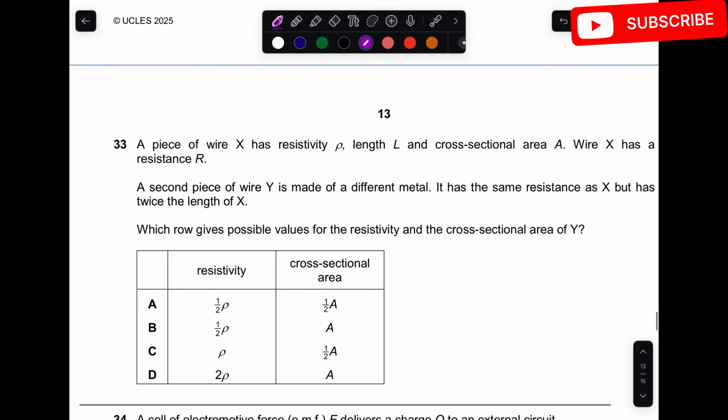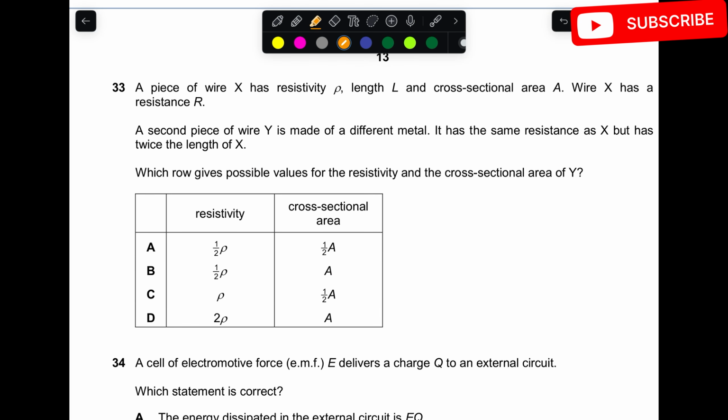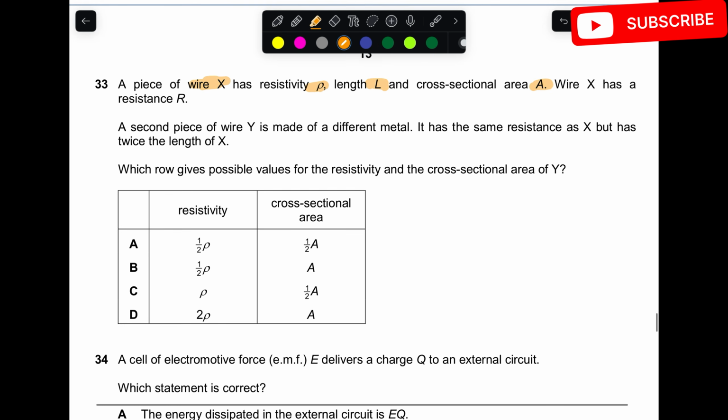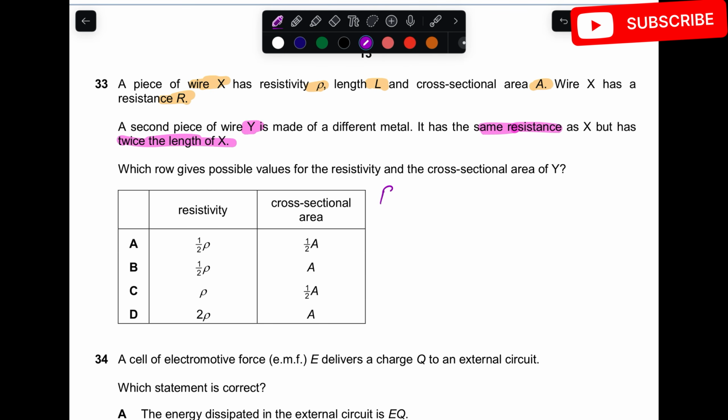Moving forward, question 33. A piece of wire X has a resistivity rho, length L, and a cross-sectional area A, where X has a resistance R. Okay, a second piece of wire, that is Y, is made up of a different metal. It has the same resistance, but twice the length. Which row gives a possible value for the resistivity and cross-sectional area of Y? Okay, so what we have, it should have the same resistance. So for resistance, we have relation R is equals to rho L over A.